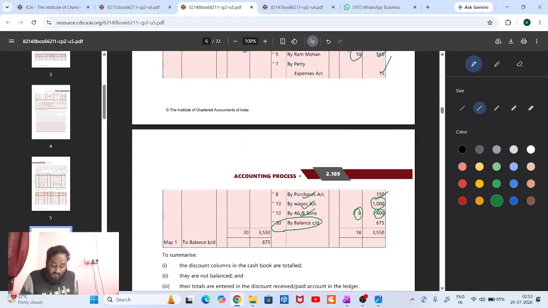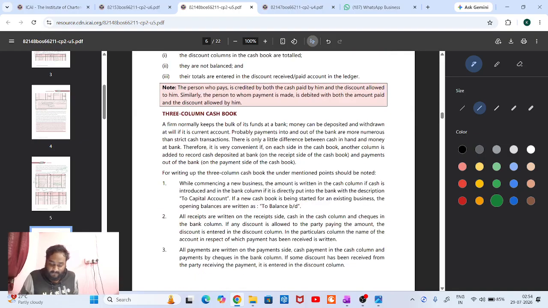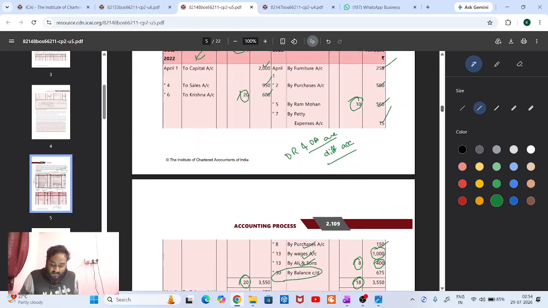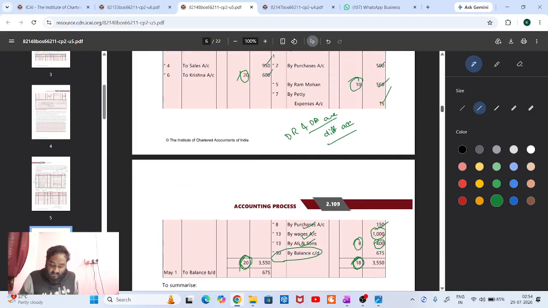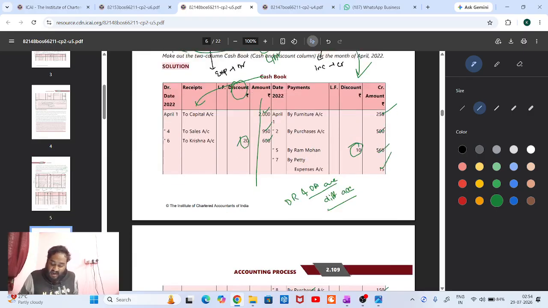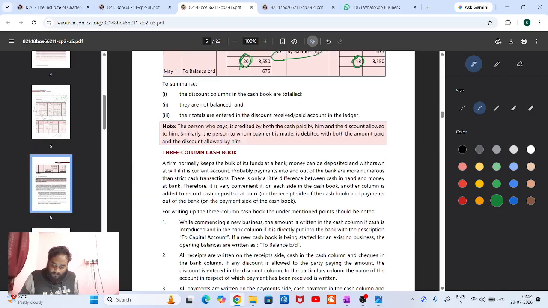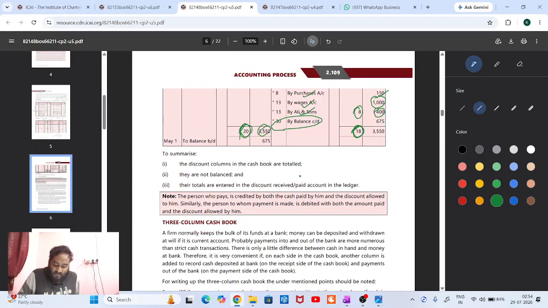Another thing, we do not balance the discount account, because discount received and discount allowed are different accounts. We do not total these. Remember. Keep these amounts as they are. Add debits, subtract credits, into balance carried down and balance brought down. Simple.